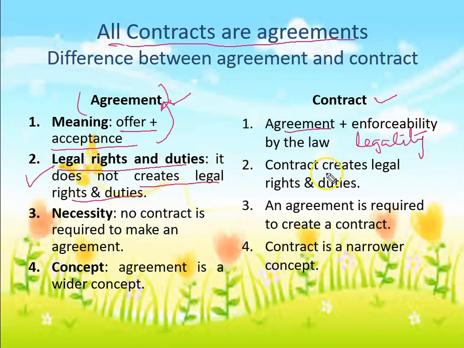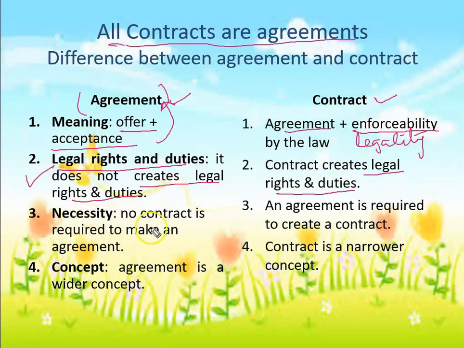But if we talk about the contract, it does create legal rights and duties. Why does it create legal rights and duties? We have already seen, because there is enforceability attached to that. What is enforceability? Enforceability means when you can enforce that agreement, when you can get the legal rights and legal duties attached to that. We call that enforceable by law.